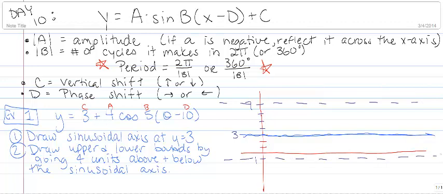So there we go. Okay, the third thing we're going to do is find the starting point of the cycle. So with that, you need to think of, okay, well, a cosine graph would start at 0, 1, but now it's being shifted. Look at the D here. It's being shifted 10 degrees to the right. So where would that starting point be?